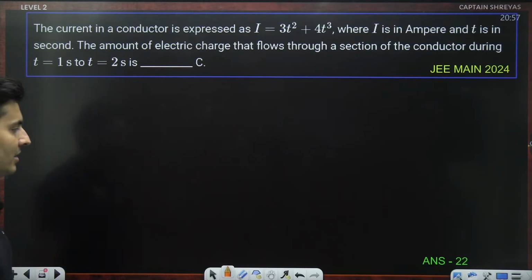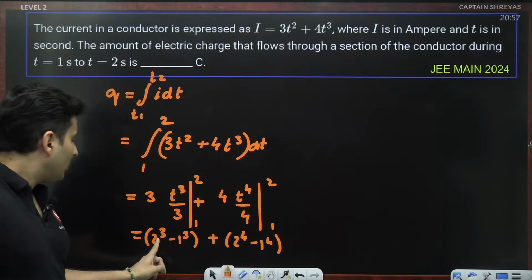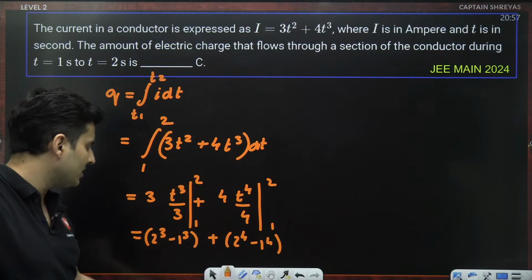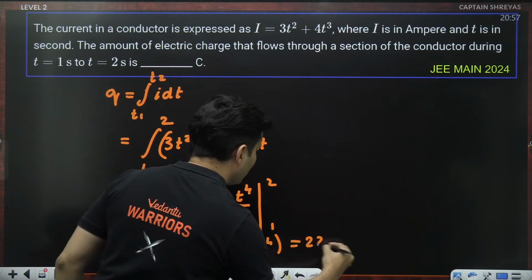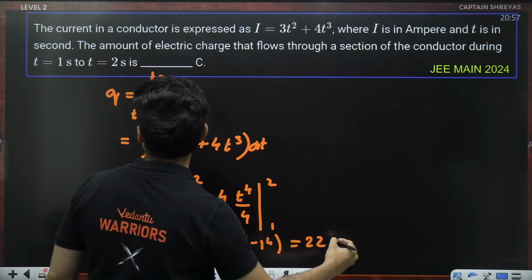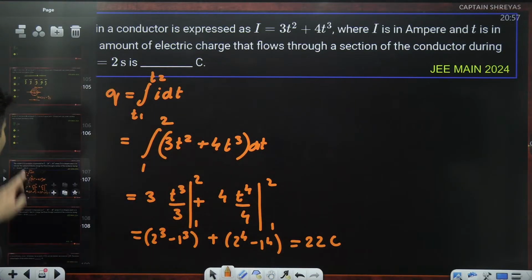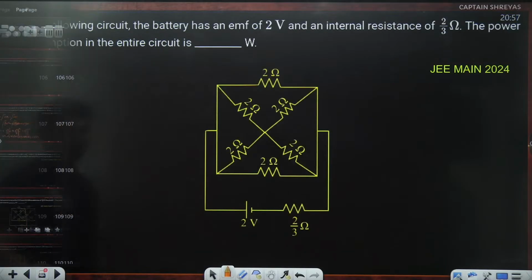Yes, check if the answer is 22. 8 minus 1 is 7. This is 16 minus 1, 15. 15 plus 7, yes, 22. Yep, 22 is the answer. 22 what? Coulombs. Perfect. That is the correct answer. Awesome. Moving on to the next question on your screen.